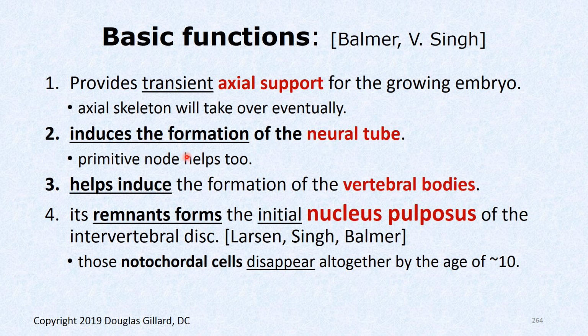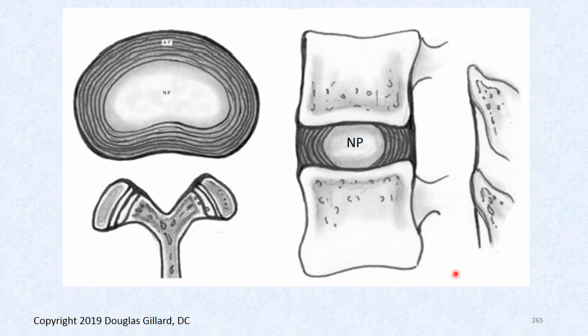Primitive node helps as well, as we'll see. It induces the formation of the vertebral bodies, and as I just said, after it disintegrates into almost nothing, the very remnants of it are used to create nucleus pulposus tissue. They turn into cells that secrete the proteoglycans of the nucleus pulposus. And interestingly, these notochordal cells that created the original nucleus pulposus disappear and are replaced by fibroblasts at the age of 10. And this can be problems, as we'll talk about here in a while.